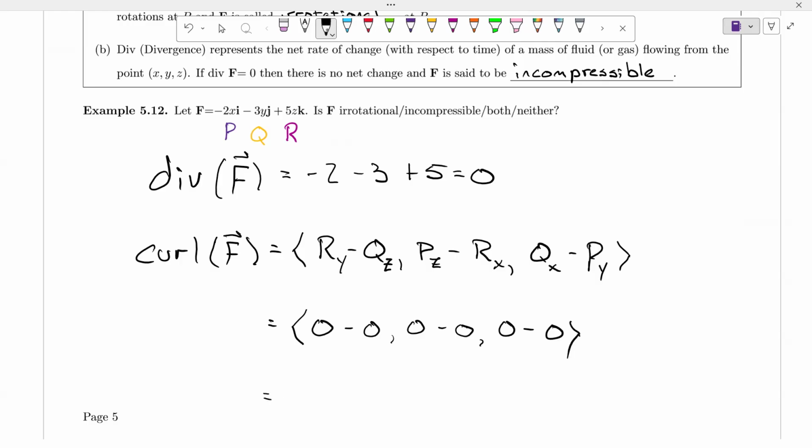So not a ton of interesting things going on, but it does mean that the curl is 0 everywhere. So the thing is irrotational. And we saw in the beginning, the divergence was 0, so it's also incompressible. This thing is both of those two new definitions that we just added in.